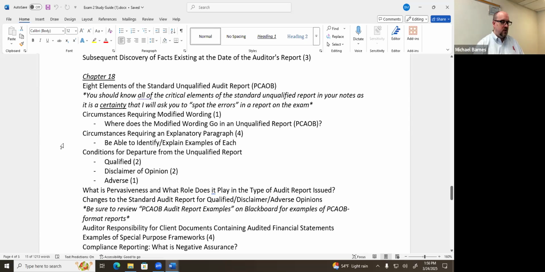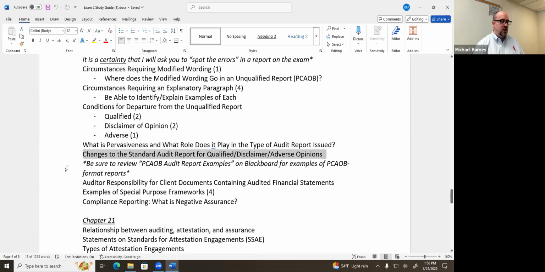I want to make sure you note this real quick. The foundation for understanding the audit report problem is making sure you understand the standard unqualified report. It is likely that I will ask you for an opinion type or to review an opinion type other than the standard unqualified report. So once you've got this unqualified opinion type down, make sure you understand the differences for the qualified, the disclaimer, and the adverse opinions.